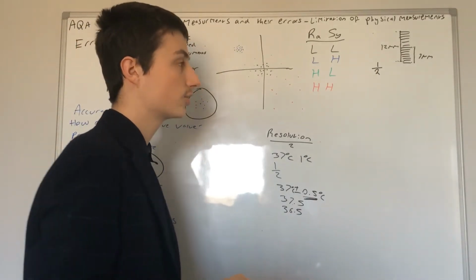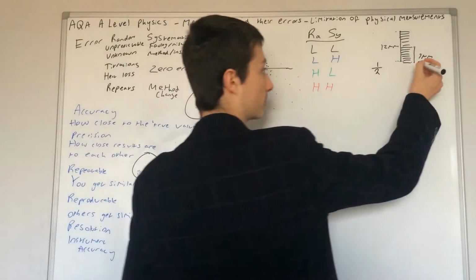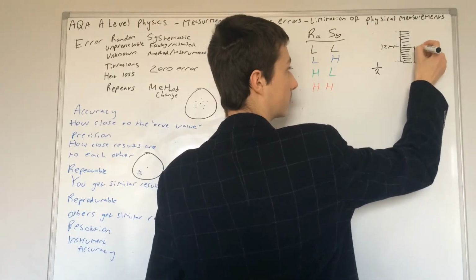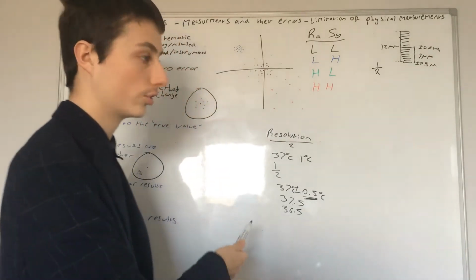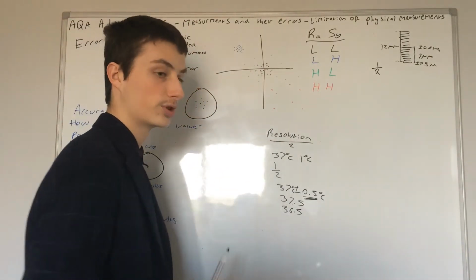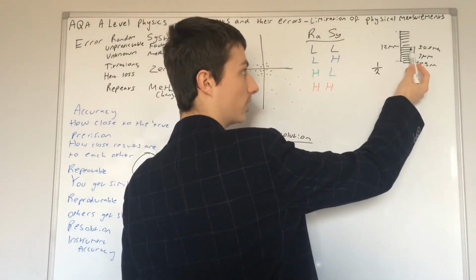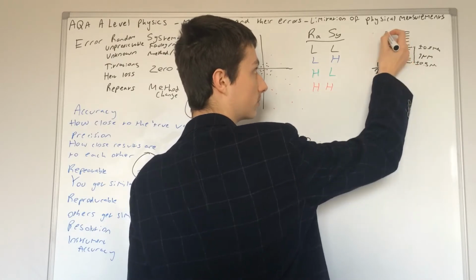Now we have uncertainty at every point we make a judgment. And we're making a judgment both here and here, not just once like with the thermometer, because we have to judge where we start the line and where we end the line.